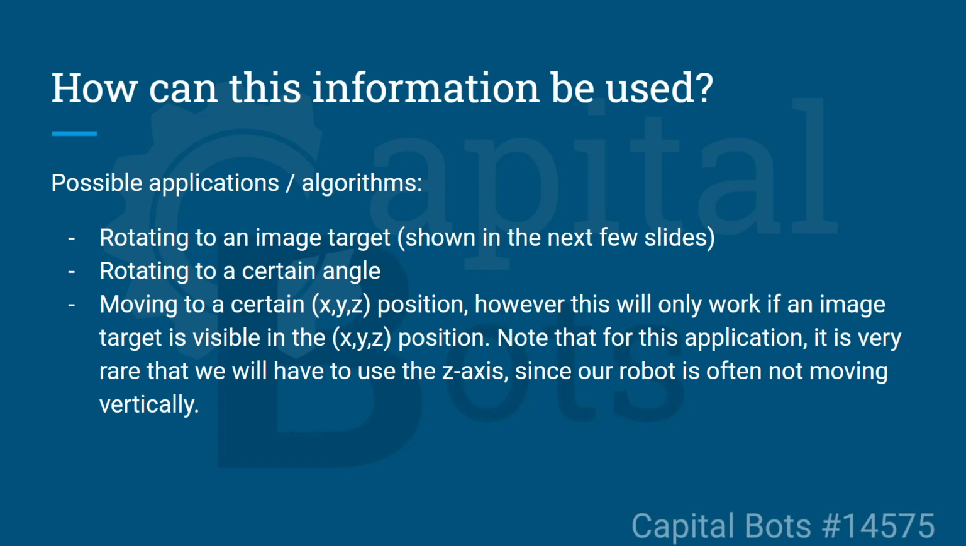You could also move to a certain X, Y, and Z position, but a limitation, just in general for Vuforia and FTC, is that the camera always has to be detecting an image target. Because if it's not detecting an image target, it won't be able to determine all of these orientation details, and it'll be pretty much useless. So that's one thing I have to say about Vuforia, just in general.